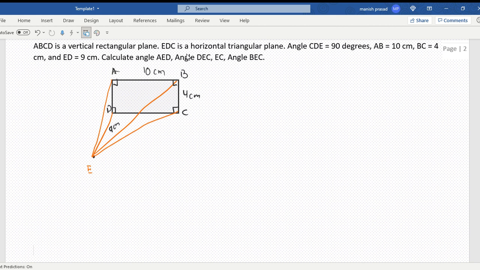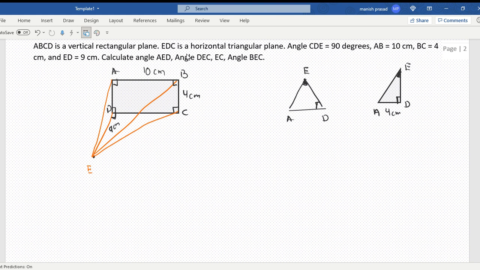So let's make it like this. This is our AD and point E is here. This is what is given to us. We have to calculate this angle AED. And one more thing is given to us, that this angle CDE is also 90 degrees. Now, if CDE is 90 degrees, then ADE will also be 90 degrees. So let's make the diagram again. It becomes like this. So EDA, this is 90 degrees. We have to calculate this one.